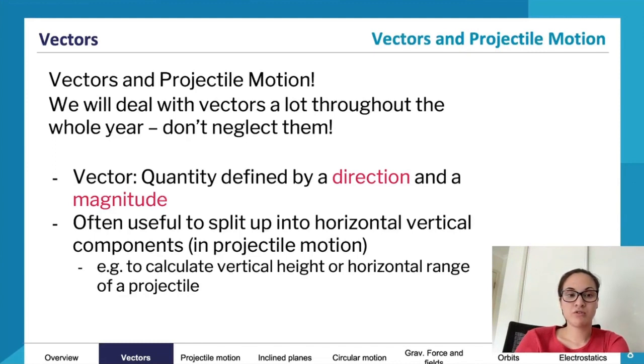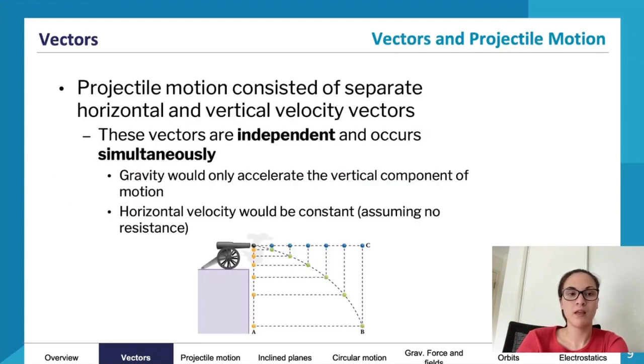It's often useful to split up vectors into horizontal and vertical components, and we will have a look at this a bit more when we get into projectile motion. So for instance, to calculate vertical height or horizontal range of a projectile. So as we can see here in the little picture, projectile motion consists of separate horizontal and vertical velocity vectors. These vectors are independent and occur simultaneously. Simultaneously means at the same time, if you're not so sure.